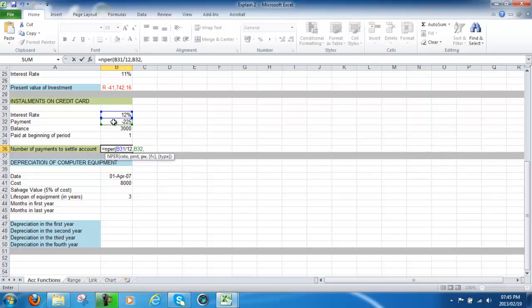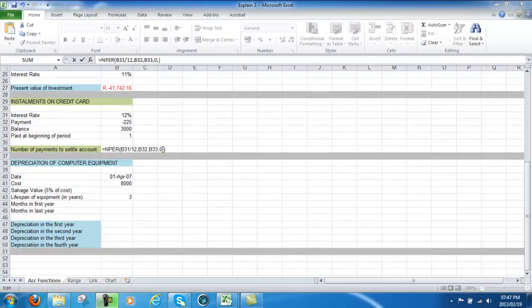The present value is the balance that you started with. The future value in this case will be 0 because you are paying off a loan, or in this case your credit card. And the type, it says we paid it at the beginning of the period and not the end. So the type is 1, close the bracket and enter.